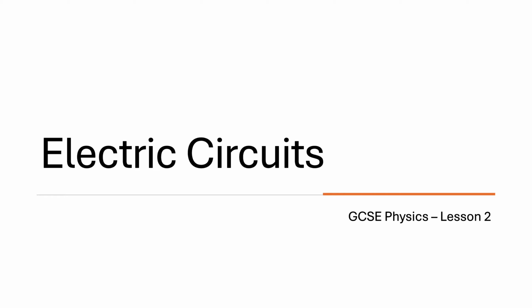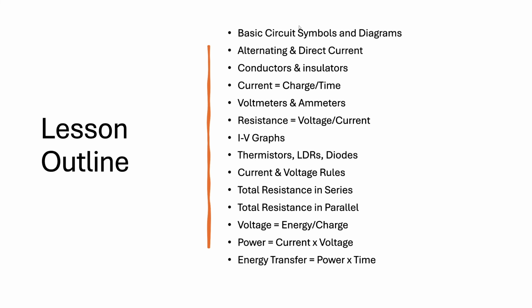This is the second lesson in the GCSE physics playlist. Quite a lot to get through today as I'm showing you here. We're going to start off with circuit symbols, then we'll go over AC and DC, then we're going to go over conductors and insulators and sort of the differences between them.